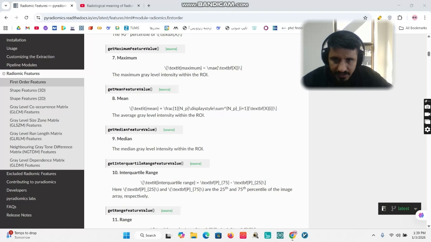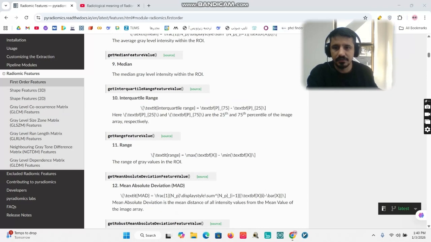And we have the interquartile range. We take the 25th percentile and the 75th percentile, and it covers the values between these percentiles. The 25th percentile is the value that about 75% of the values are higher than, and the 75th percentile is the value that only 25 percent of the values are higher than. And after that, the range is the difference of the max and minimum.